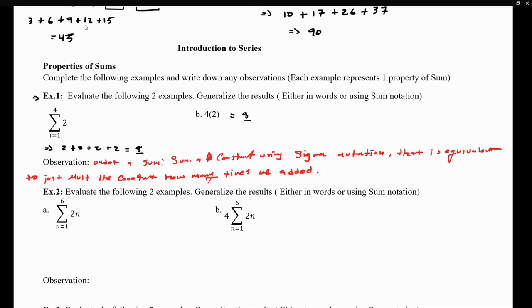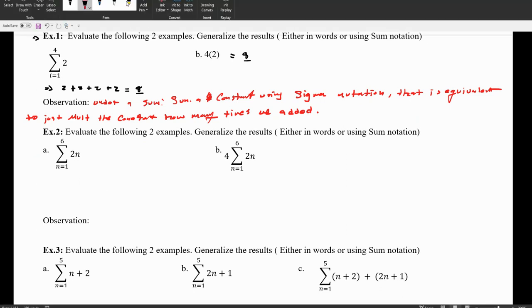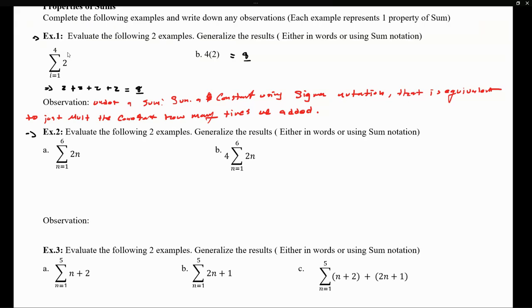If we were just adding a constant, that's the same as saying, well, in here, I need to add the same constant 4 times. Therefore, that's equivalent to just 4 times 2. Notice that we get the same value. So that is one of the properties for the sum using sigma notation. If we just add a constant, that's the same as just multiplying that constant by how many times we needed to add it. But now let's take a look at something that's a little bit more interesting.